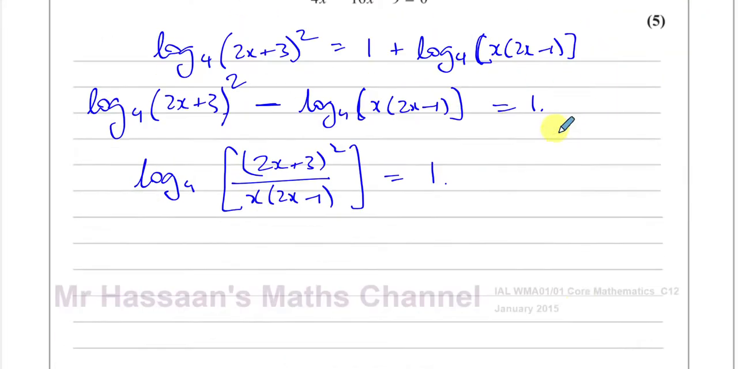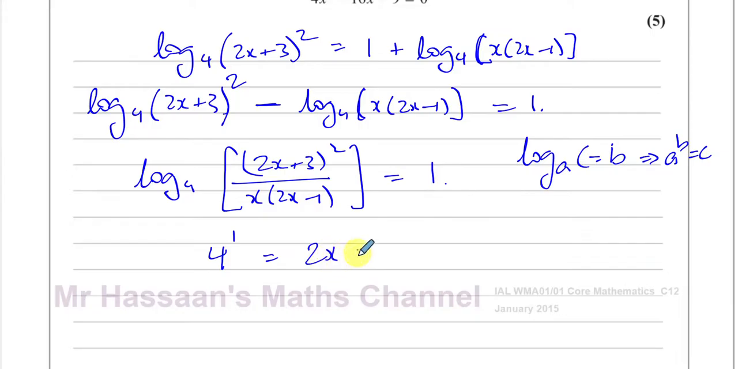Now I can use the classical definition of a logarithm, that if I have log to the base a of c equals b, I can rewrite that as: this is the power, this is the base, this is the power, and this is the result. So I can rewrite this as a to the power of b equals c. So I can get rid of the logarithm from this equation by rewriting this as 4 to the power of 1 equals, and this is the result, 2x plus 3 squared over x times 2x minus 1.